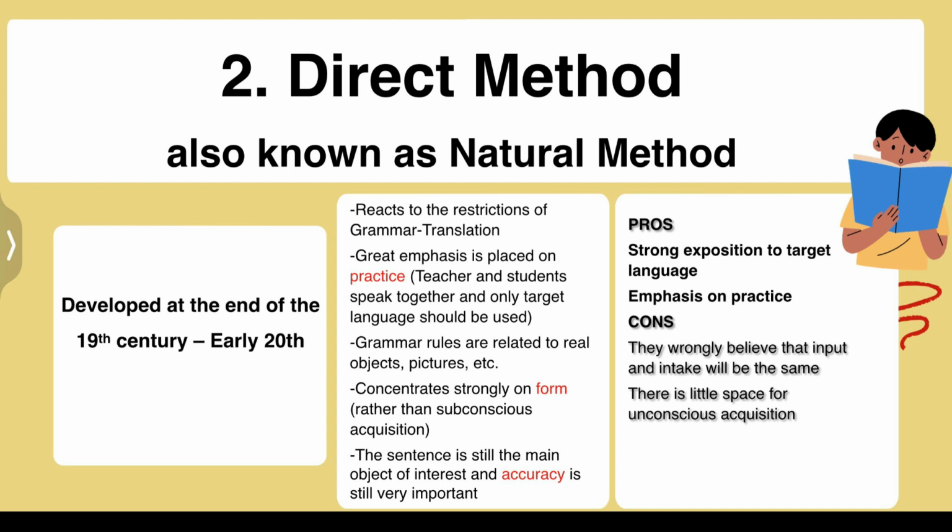It concentrates strongly on form rather than subconscious acquisition, and the sentence is still the main object of interest, and accuracy is still very important. The pros of this method are the strong exposition to the target language and emphasis on practice. The cons are that they strongly believe that input and intake will be the same, and there is little space for unconscious acquisition.